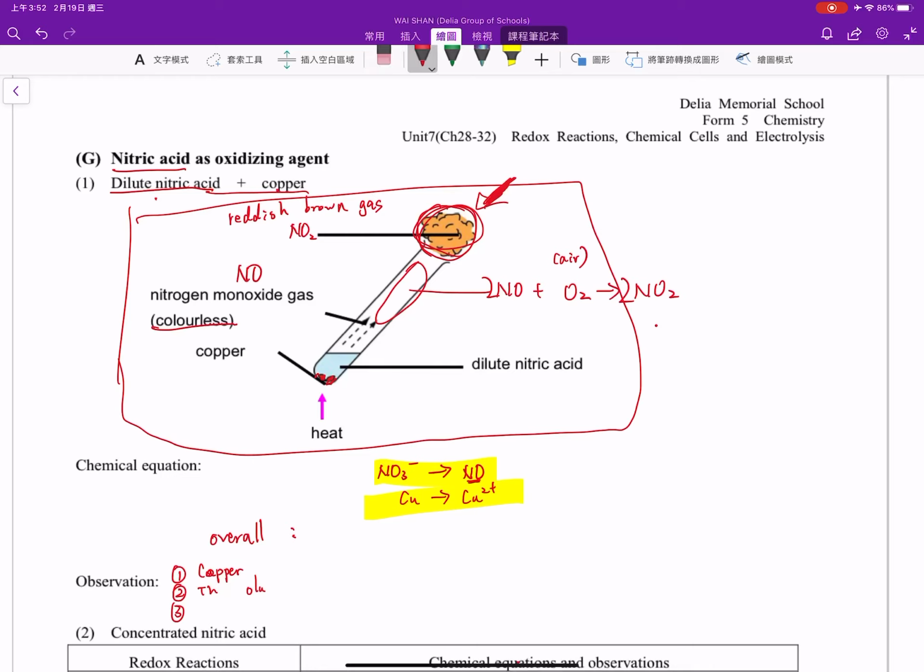What do you think about the change of the solution? The solution turns what color from what color? And last one, what kind of gas will be given out? And what kind of gas will be observed at the mouth of the test tube?